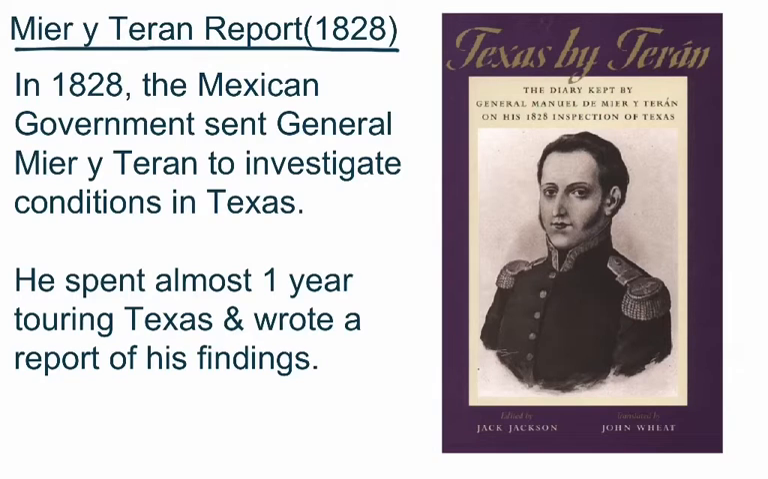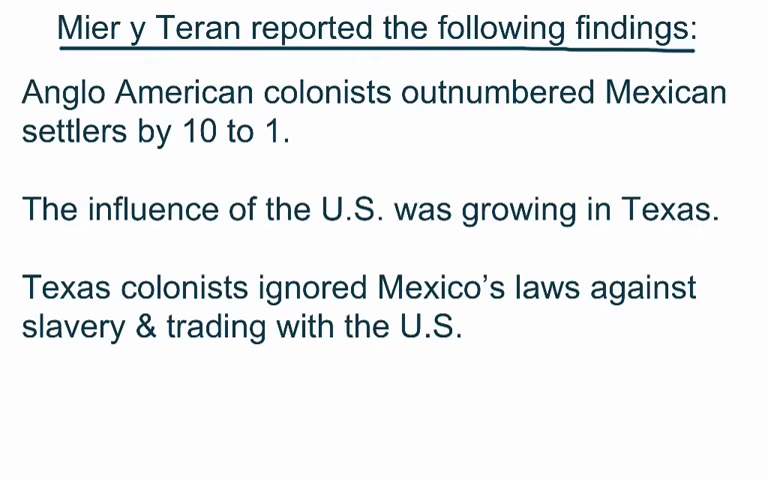Now, with Mexico City being so far away from Texas, the Mexican government felt that they needed to investigate as to what was going on in the northern state of Texas y Coahuila. So they sent General Mier y Terán to check on and investigate what was going on in the northern state of Texas. Now, Mier y Terán reported the following findings.